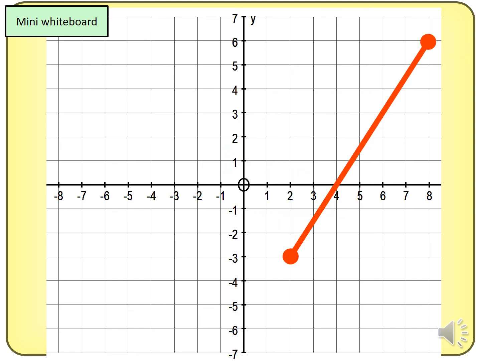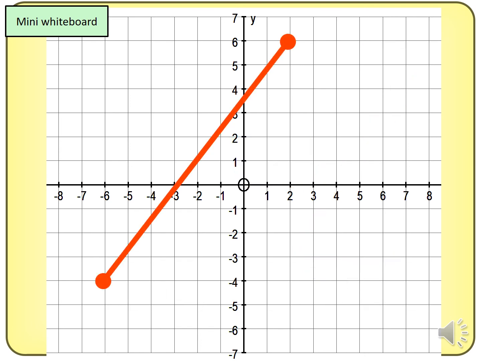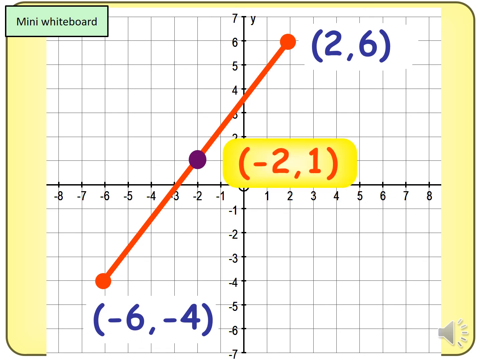Okay, what we'd like you to do now is have a go at finding the midpoint of this line segment. Pause the video here, have a go. Okay, the midpoint of this question is (5, 1.5). What we'd like to do now is have a go at the following question. Find the midpoint of this line segment. Pause the video here. Okay, the answer for this question is (-2, 1).